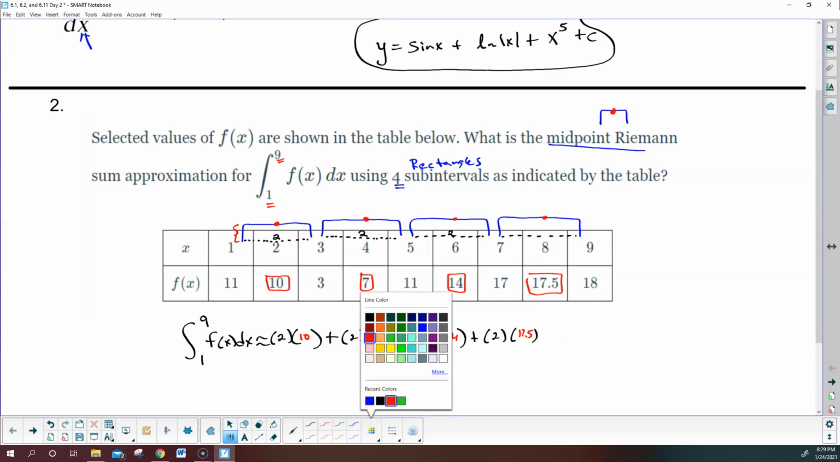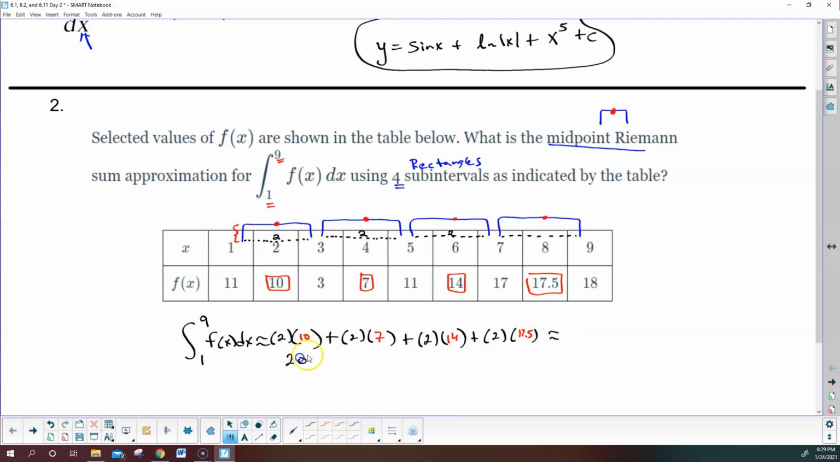Okay, so now I'm just going to go ahead and find the sum of each one of those pieces. And what is that? 24, 25, 35. And then add them all up. And we get a total sum or approximation of 97. And this would be the midpoint approximation method.